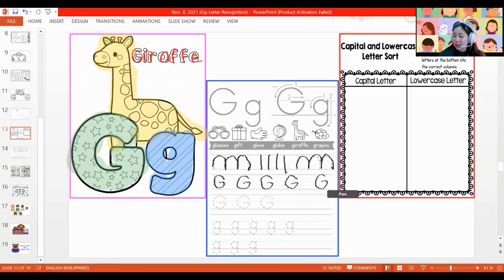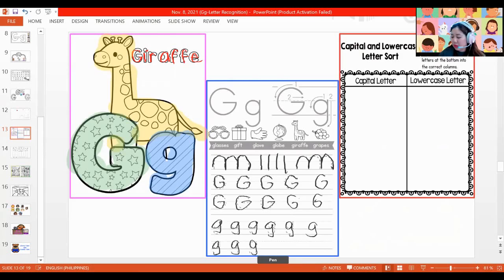So you can take your time working on these worksheets because you can just pause the video if you're not yet done. Don't forget to shake your hands if your hands are tired. After tracing and writing, you will be sorting your capital letter G and your lowercase letter G. Okay, you can now pause the video so you can finish your work.